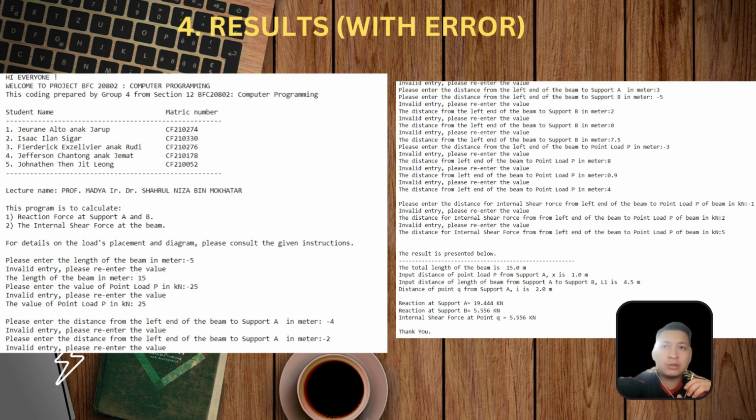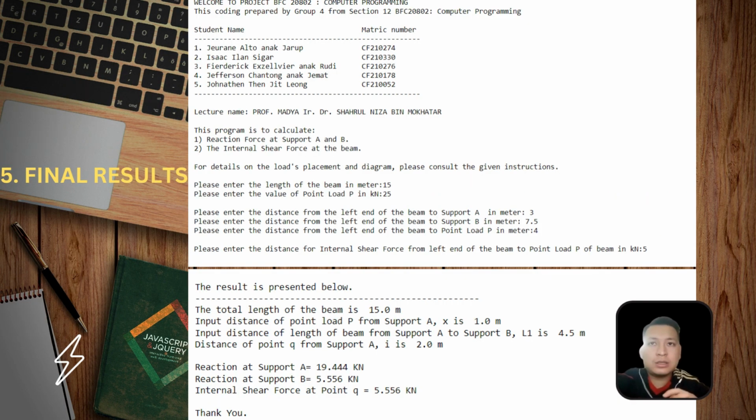Okay, this is the result with error. If a student enters an error in the beam value, it comes out with an invalid entry, and they must re-enter the value.